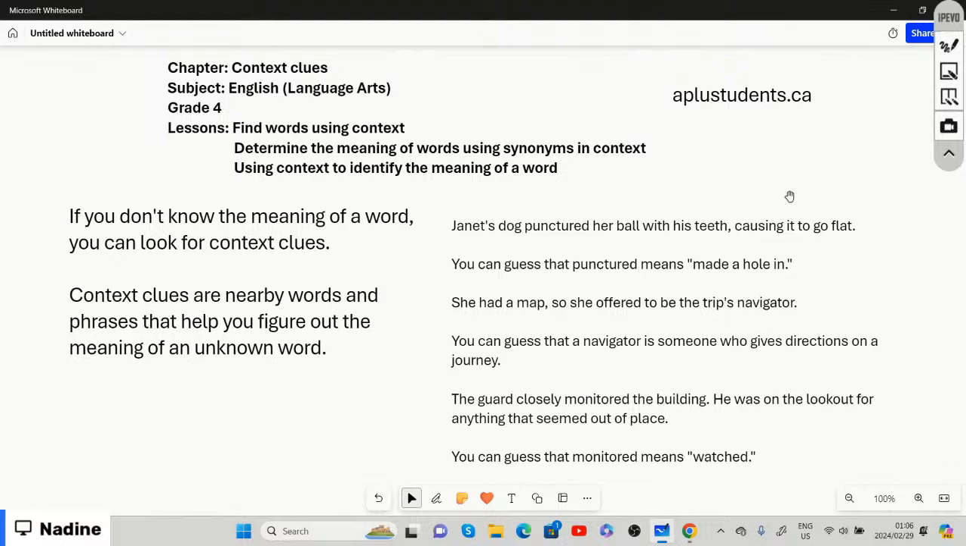All right. So if you don't know the meaning of a word, then you can look at clues. So that is basically what it means when it comes to context clues, finding context clues. And you'll find context within, let's say, a sentence. The context is your sentence, and the clues you'll find within your sentence, and we call that context clues.